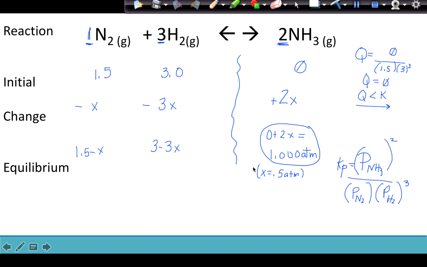I'm going to go back and plug that x into each of these sections so that I can find my equilibrium pressure of my other species. Because remember, I want my equilibrium pressures, that's what the E in RICE or ICE stands for. I want my equilibrium pressures because my equilibrium pressures plugged into the Kp expression will give me the value of Kp at this particular temperature.